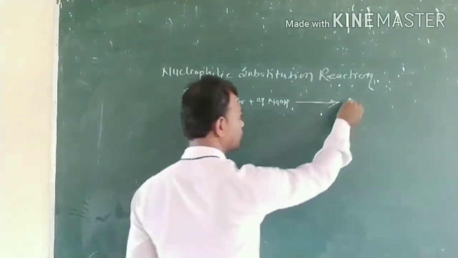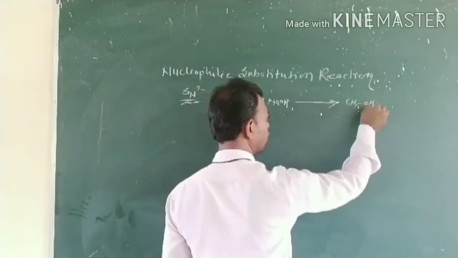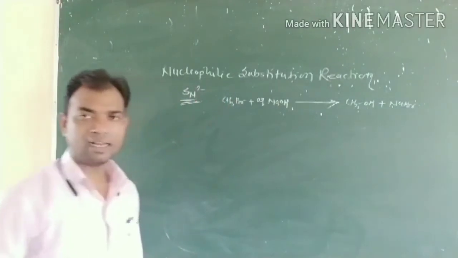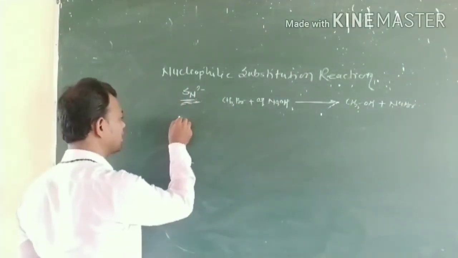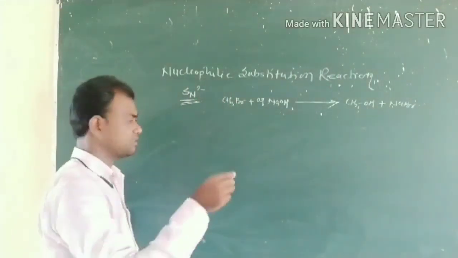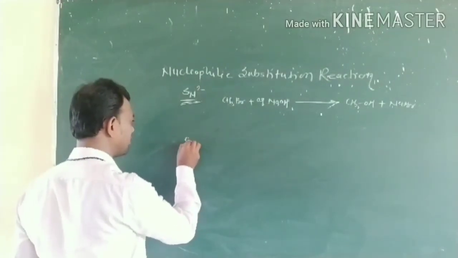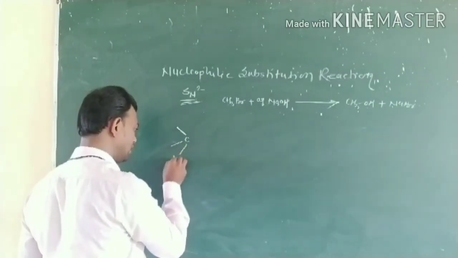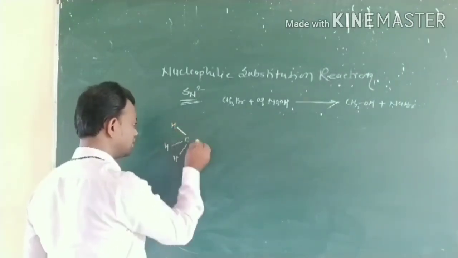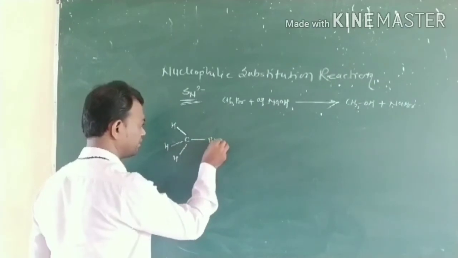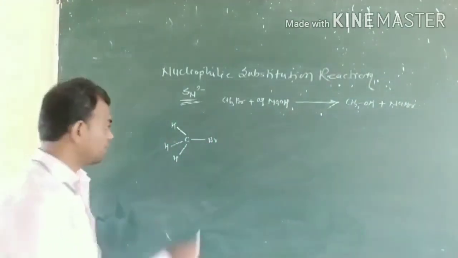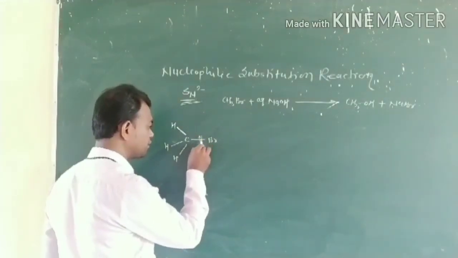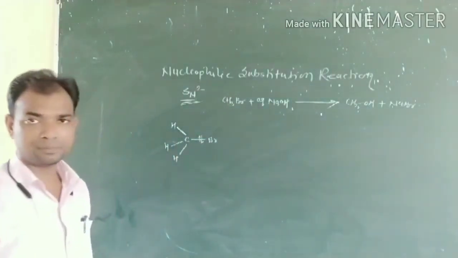methyl bromide to form methyl alcohol plus NaBr. Okay, then what is the reaction mechanism? It is only a one step type of reaction mechanism. Okay, here carbon, here hydrogen, here hydrogen, here hydrogen, and that is the Br. Okay, here the bond formed between the carbon and bromine is slightly shifted towards the bromine atom.